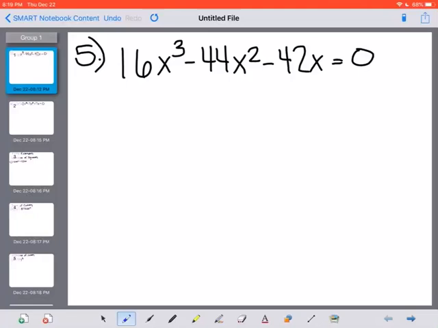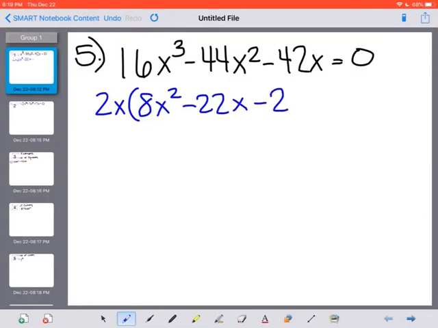Okay, so with these, we always want to first look for a GCF. So we have 16x cubed minus 44x squared minus 42x. So we look here, we see that they each carry an x, and they are all even. So we're going to start with 2x. When we divide, we get 8x squared minus 22x minus 21, and we set that equal to 0.